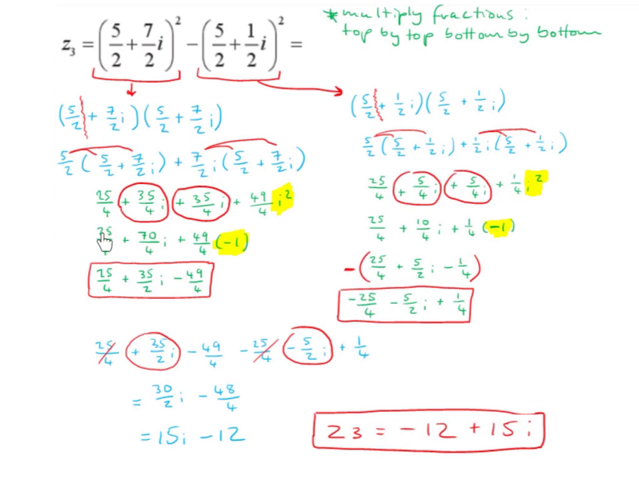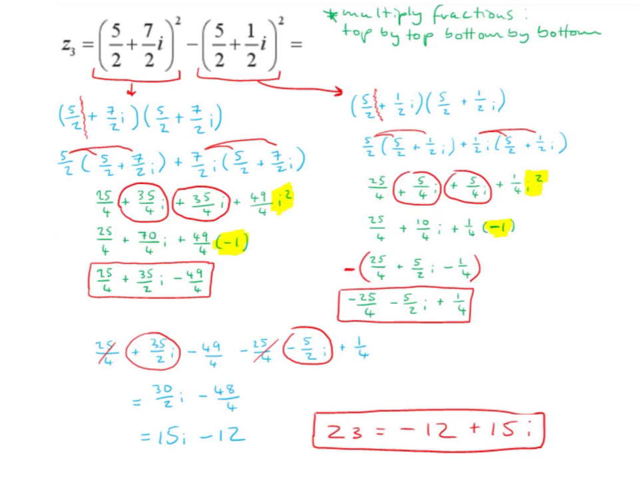So then we bring down the 25 over 4, and 35 over 4 i plus 35 over 4 i will give you 70 over 4 i. And then the i squared becomes minus 1 with brackets around it. Very, very important to put brackets around it. Bring down the 25 over 4. The 70 over 4 simplifies to 35 over 2 i. And 49 over 4 multiplied by minus 1 is minus 49 over 4.